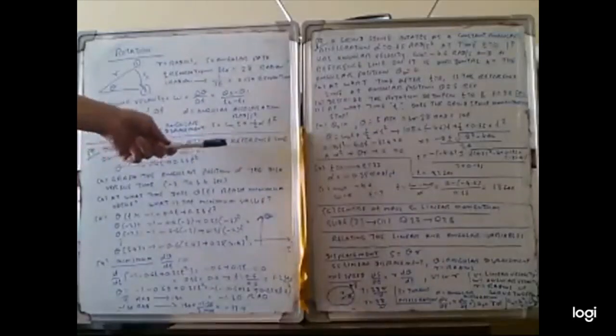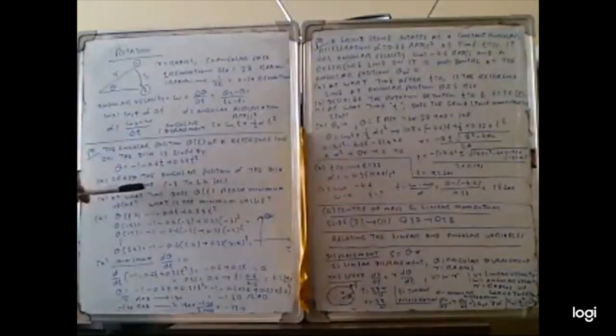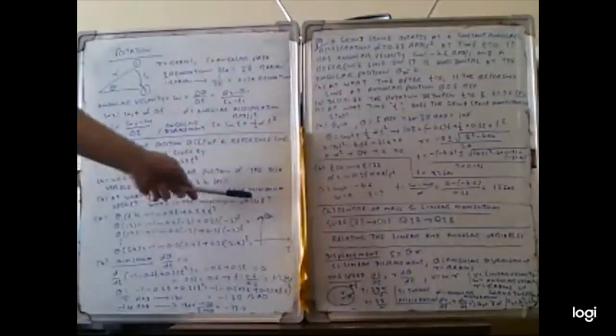The angular position theta of a reference line on a disk is given by theta equals minus 1.00 minus 0.60 t plus 0.25 t squared. A, graph the angular position of the disk versus time from minus 3 to 5.4 seconds. B, at what time does theta reach its minimum value? What is the minimum value?